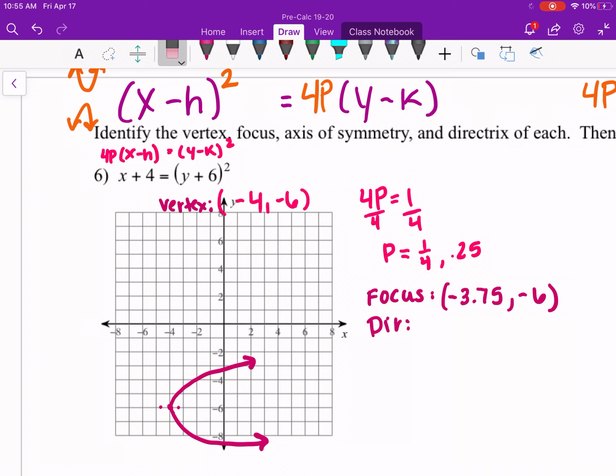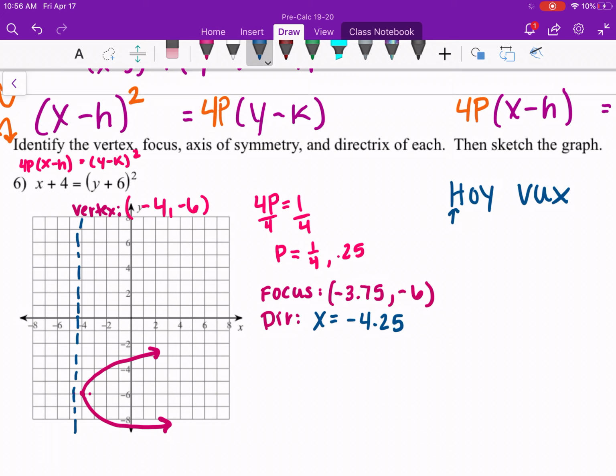Some of you guys who had Miss Reidner last year, I know she teaches HOY-VUX. And that tells you that a horizontal line has a slope of 0, and it's going to be written as y equals. And a vertical line has an undefined slope, and it's going to be x equals.